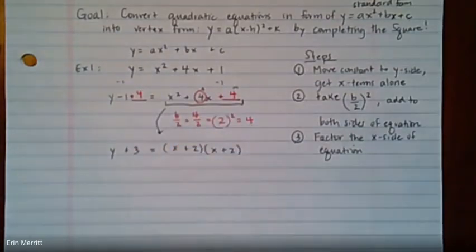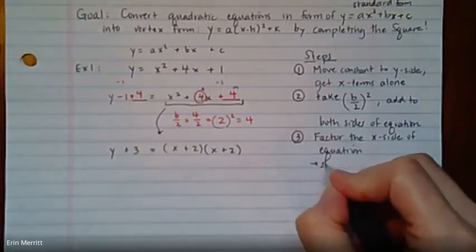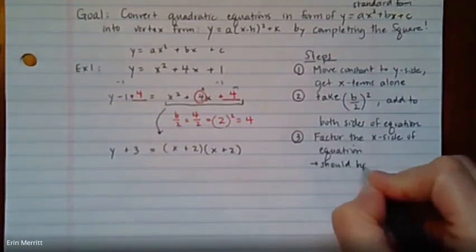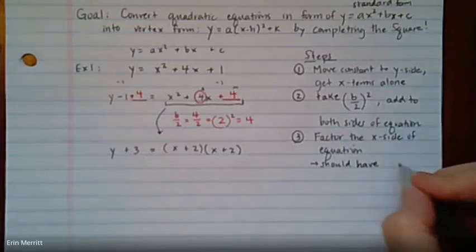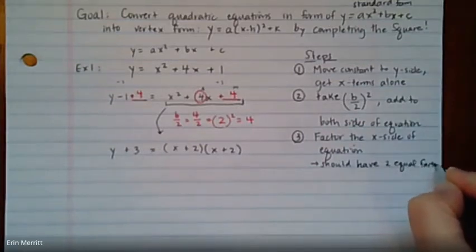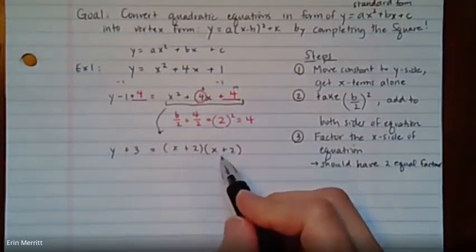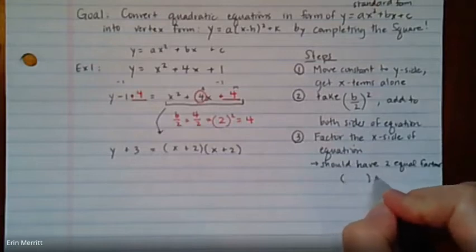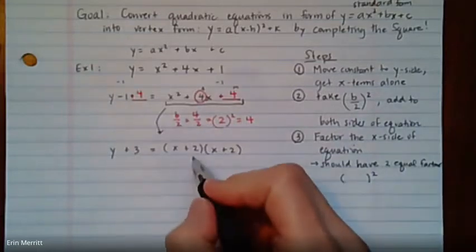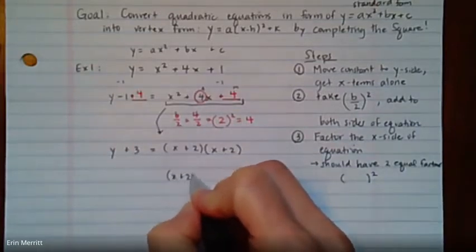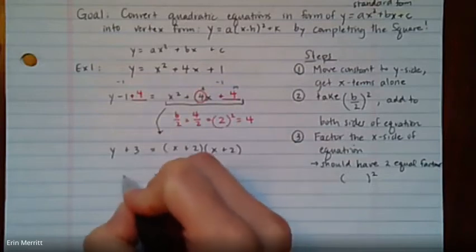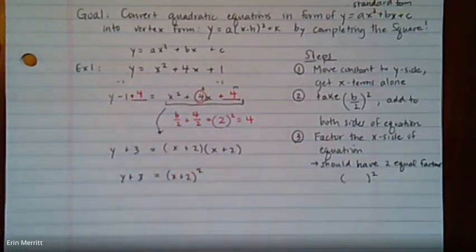All right, so a little note over here. You should have 2 equal factors here. So if we did it right, it should be the same factor twice. So the x plus 2 and the x plus 2, which means we can write it as whatever that factor is squared. So let's do that. That means we have x plus 2 quantity squared. Okay, we're getting really close to the format that we wanted.